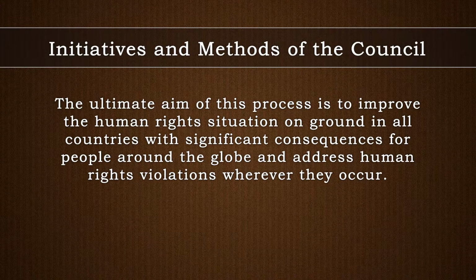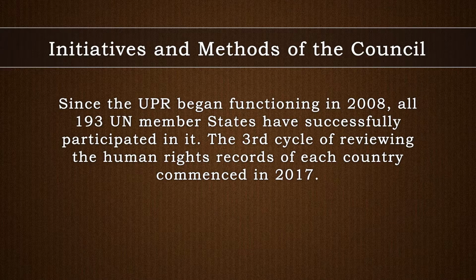The ultimate aim of this process is to improve the human rights situation on the ground in all countries, with significant consequences for people around the globe, and address human rights violations wherever they occur. Since the UPR began functioning in 2008, all 193 UN member states have successfully participated in it. The third cycle of reviewing the human rights records of each country commenced in the year 2017.